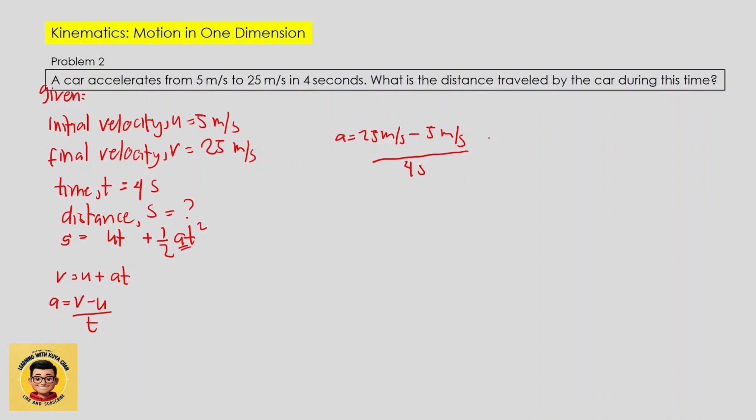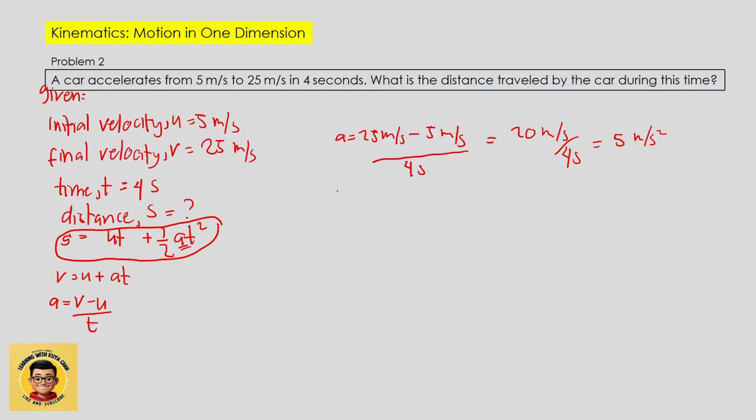So to simplify, we will have 20 meter per second over 4 seconds, which will give us 5 meter per second squared. So we already have the value of a. Therefore, we are now ready to substitute all the available values to our equation, which is this one. s is equal to ut plus 1 half at squared.